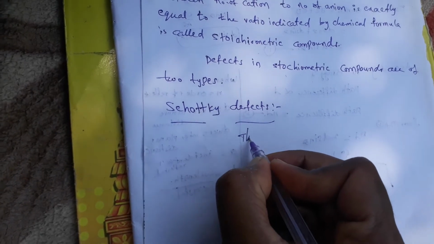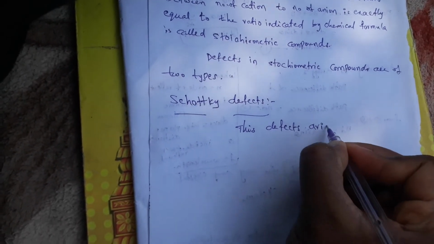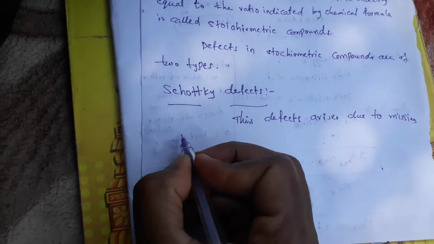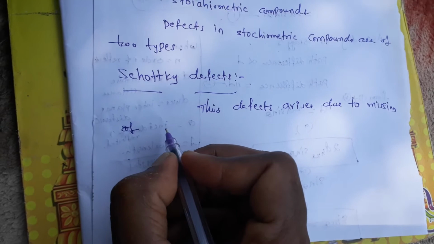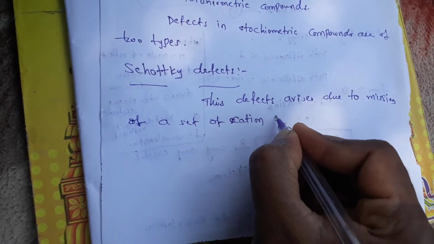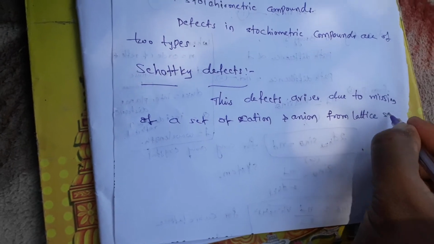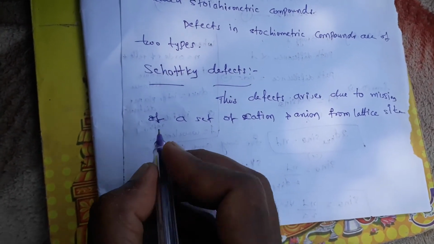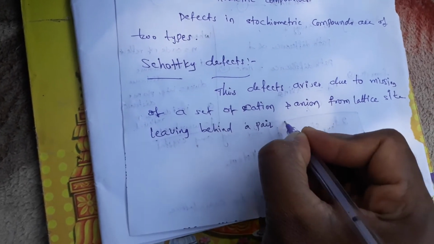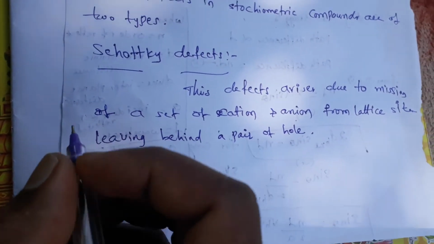This defect arises due to missing of a set of cation and anion from the lattice site, leaving behind a pair of holes. So this we call the Schottky defect.